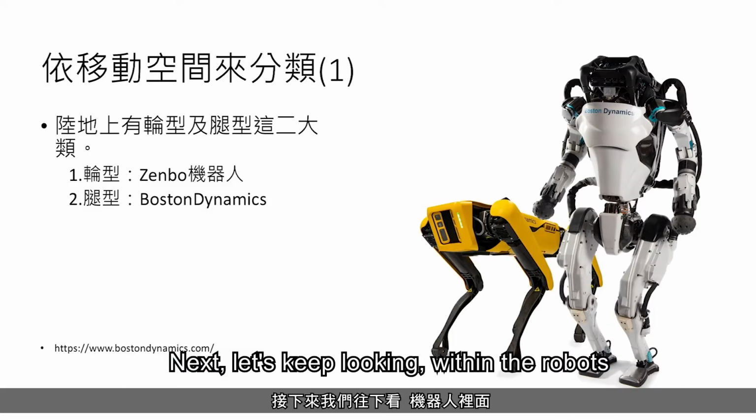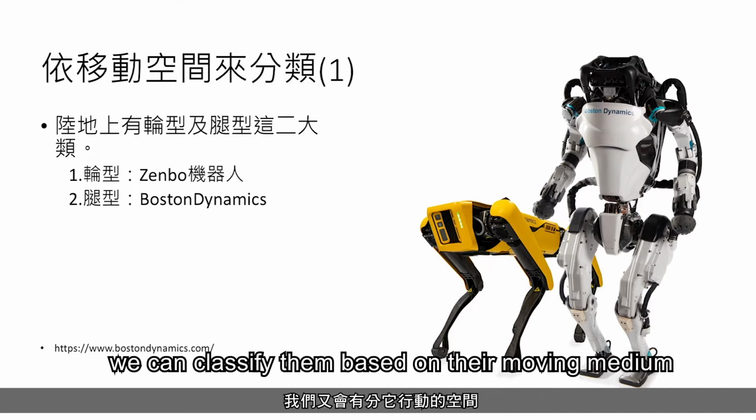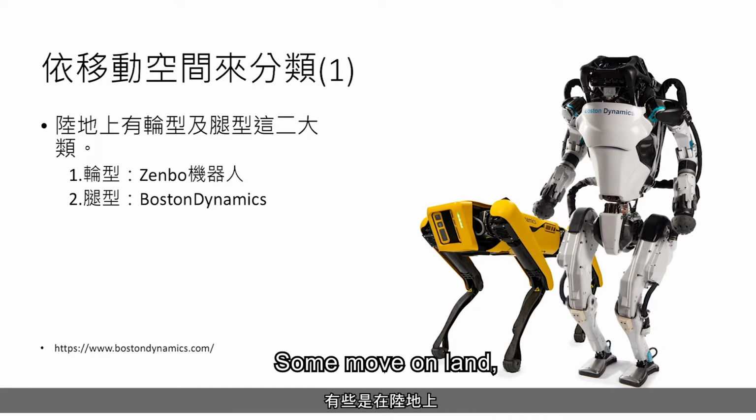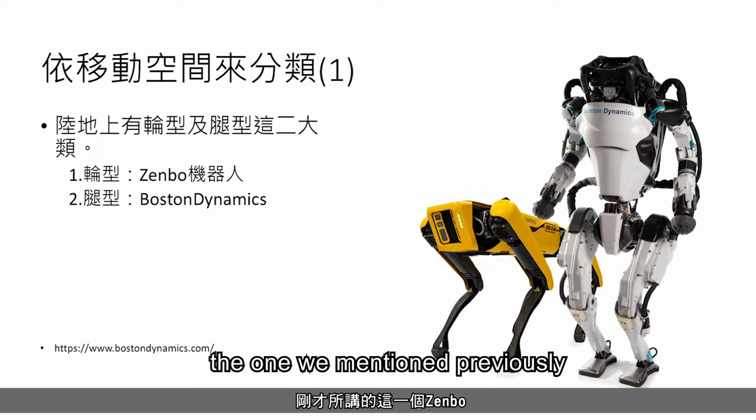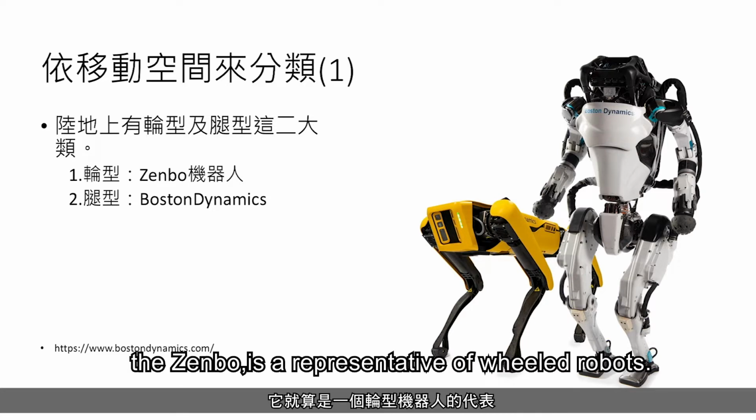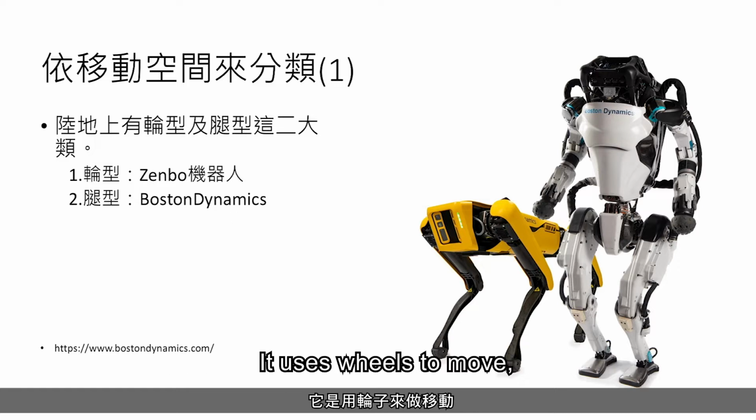Next, let's keep looking within the robots. We can classify them based on their moving medium. Some move on land and some move in the air. Some move underwater. First, let's take a look at this type of robots that can move on land. The one we mentioned previously, the Zambo, is a representative of wheeled robots. It uses wheels to move. Another type is the legged robots. It will use 4 limbs or 2 legs to move.